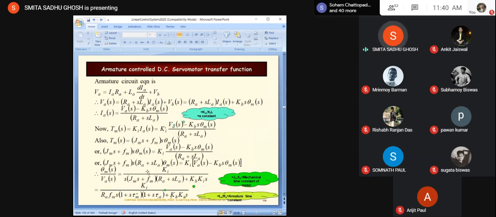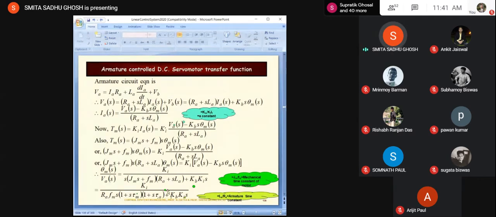So if we take out Fm and Ra from here, we are able to write it in terms of tau m and tau a, where tau m is given by Jm by Fm, which is the mechanical time constant of the motor, and tau a is La by Ra, which is called the armature time constant, right? So basically the transfer function is now written in the time constant form.